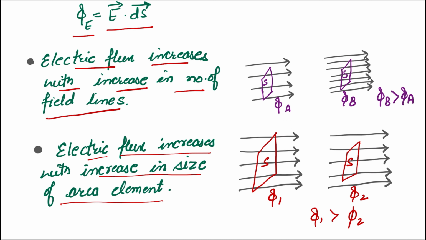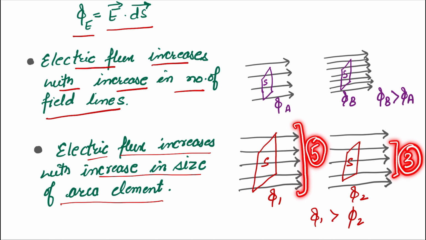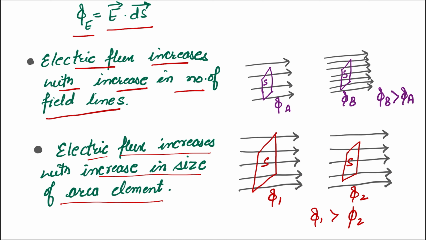So due to the increase in the area, the number of lines intercepting the area element has increased. In this case, only 3 lines are crossing the area element, and in this case, all the 5 lines are crossing the area element. So if you increase the size of the area element, electric flux is going to increase, as phi 1 is greater than phi 2.